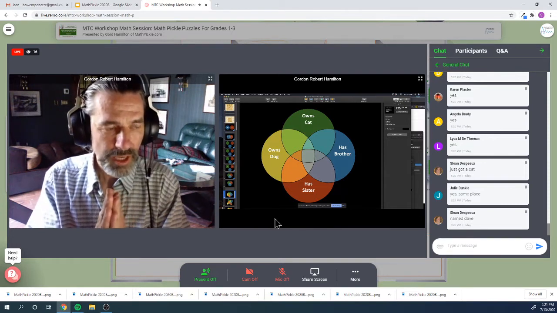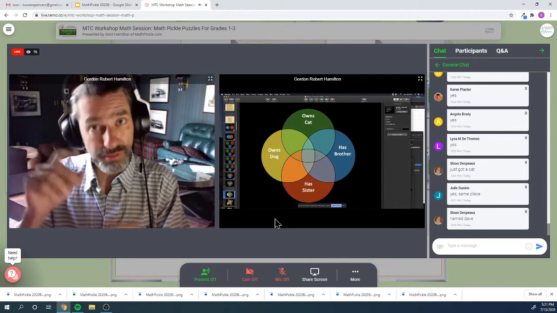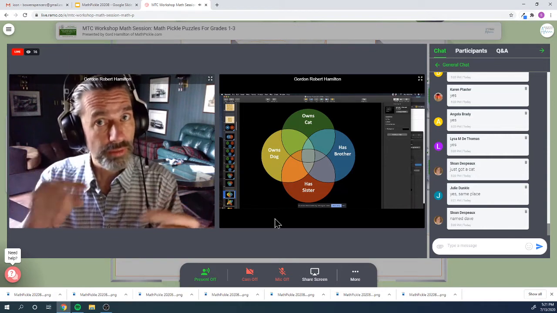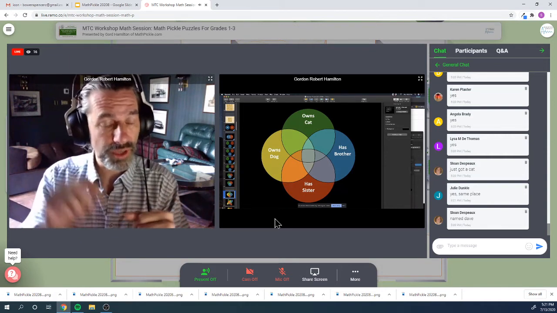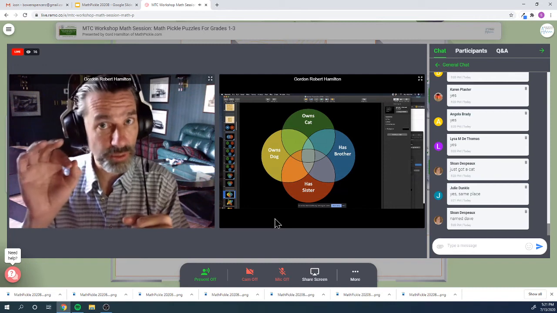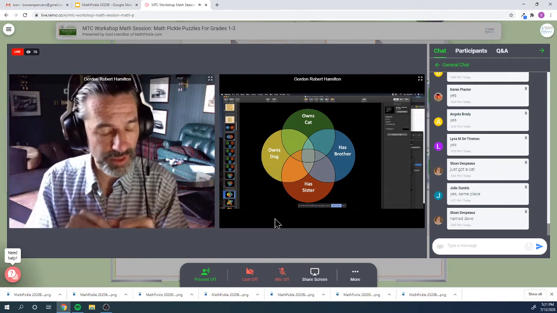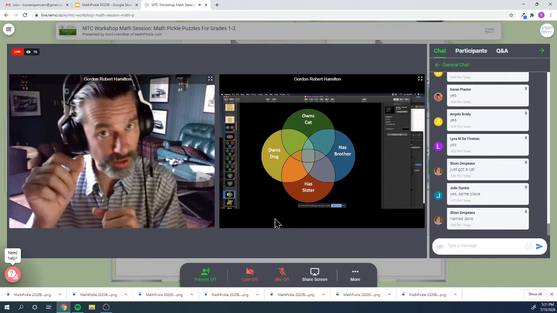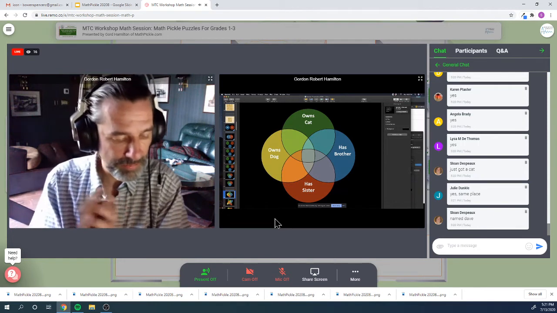Okay. So now I'm talking to you like teachers, not like kids. So I would not say this to the kids, but there is a problem here. So think of somebody else in your life until you find a problem with this Venn diagram.